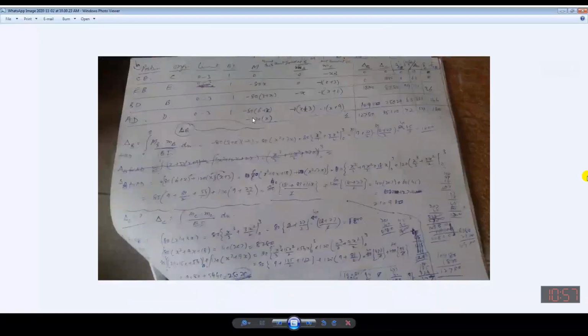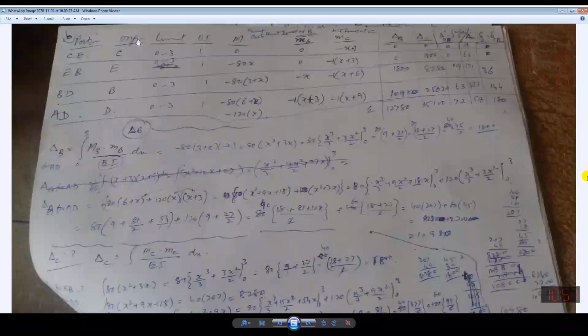Origin is taken from the right side. C, E, for keeping in view my ease or simplicity of the numerical procedure. So C I have chosen, and you know that you will be choosing the origin where you encounter the minimum number of forces. This is very simple. The origin is C for CE, for EB is B, and for BD is B, and for DA is D. Limit is 0 to 3, and EI has been taken for facility as 1, or it can be ignored.